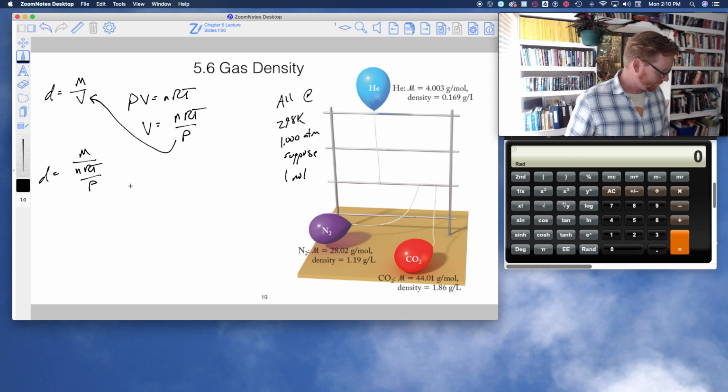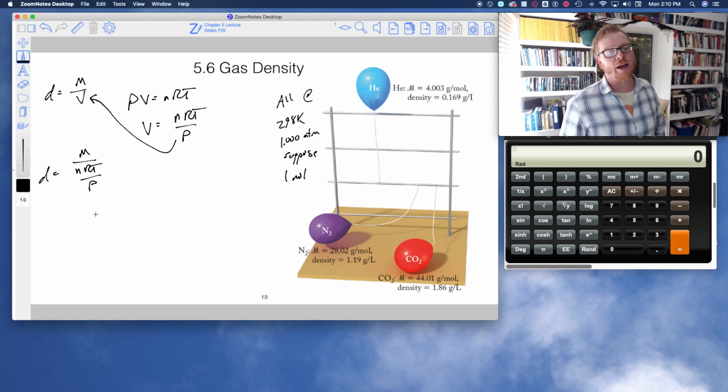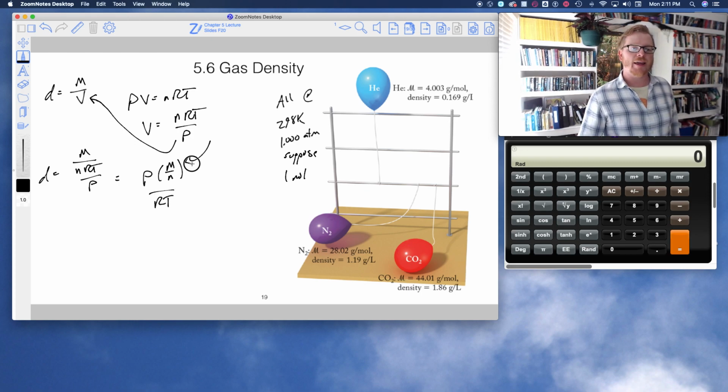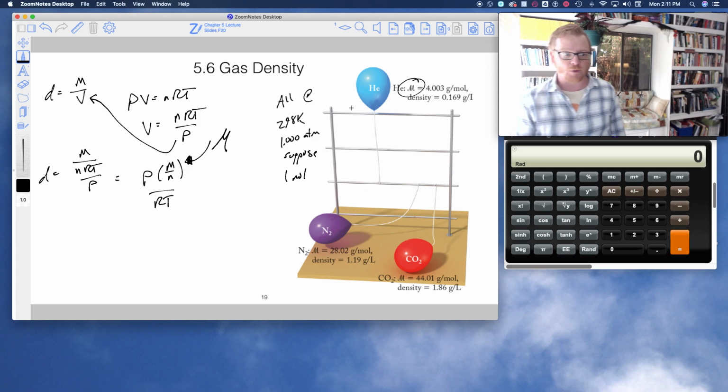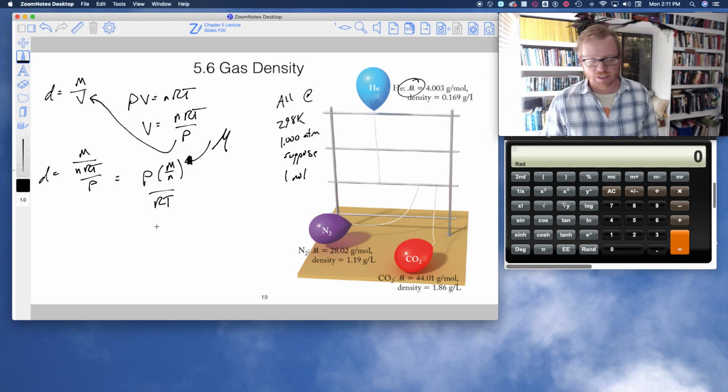nRT over P. When I do some algebra and rearrange this, I recognize 1 over P is just P, so this becomes P, and now I'm going to separate this out: M divided by N, all over RT. Well, this quantity M divided by N is the cursive-looking M that the book uses. That is the molar mass, the mass divided by the number of moles. So I can easily calculate the density of any gas using this equation.